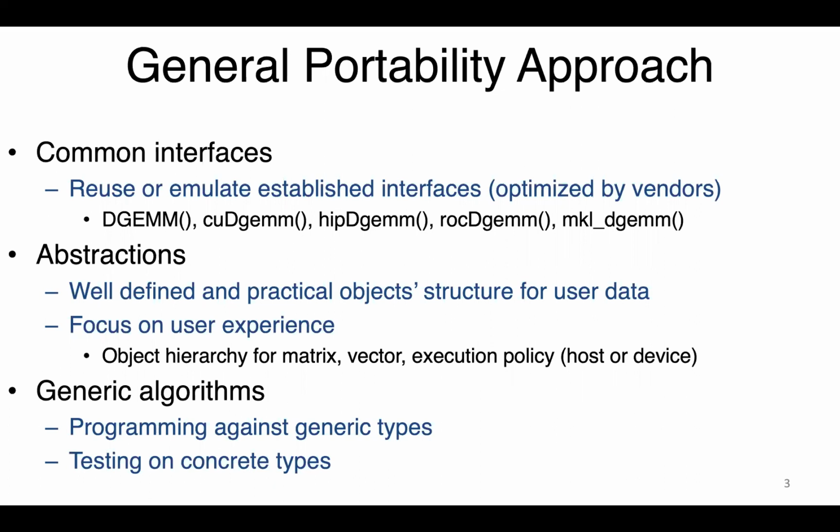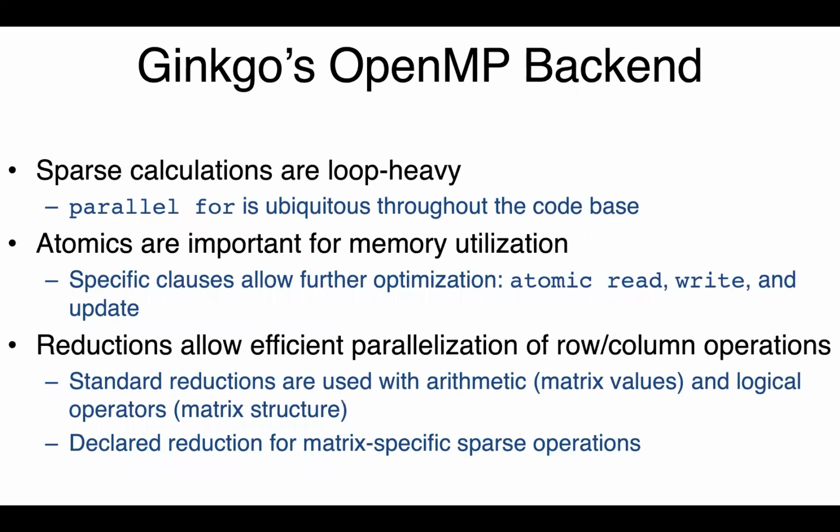A lot of our algorithms are very generic in the sense that we program against generic data types, and they get specified down at the lower levels. The testing is mostly done on concrete types to test whether the libraries work across the important matrices and vectors and their elements. In Ginkgo, we have an OpenMP backend that basically makes the functionality of the entire library available on any hardware that supports OpenMP, and that would include pretty much any modern CPU.